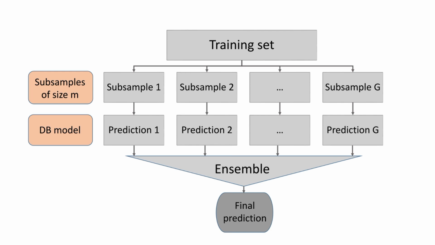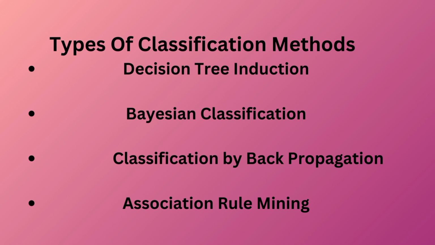Feature selection is about choosing the most relevant attributes from your dataset. Training dataset. Types of classification methods: decision tree, Bayesian classification, classification by backpropagation, association rule classification.